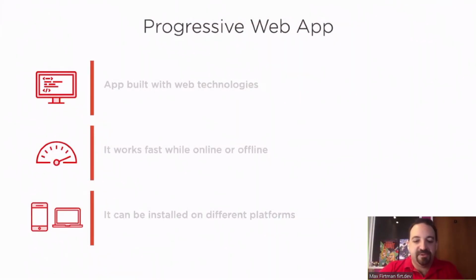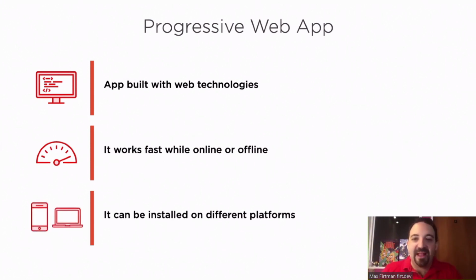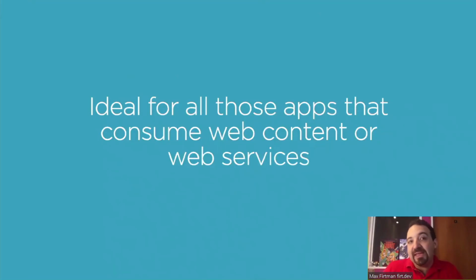So just to remember where we are, okay, a progressive web app is just an app built with web technologies that should work fast while online or offline, and it can be installed on different platforms. Okay, that's a quick definition. So if you're here, probably you know what a PWA is. And we know it's also ideal for all those apps that are just consuming web content or web services. If you think about this, most of the apps, for example, in the App Store or in the Play Store, are just consuming web content or web services. Well, the PWA platform is ideal for those situations.